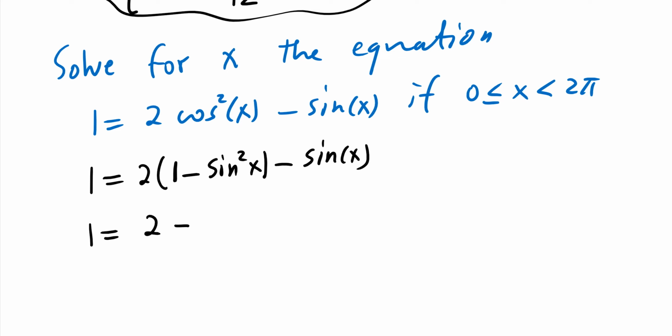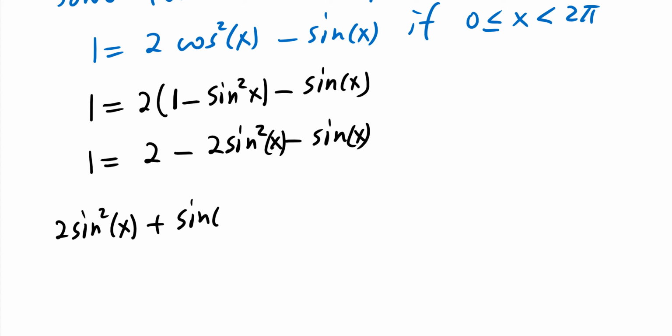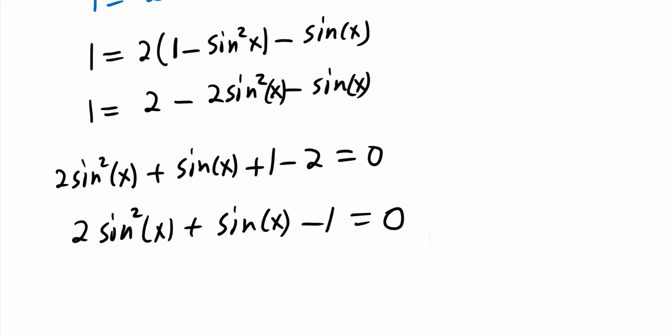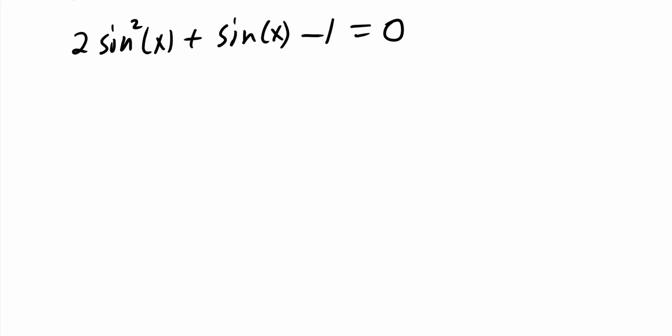Let's clean the parentheses by distributing the 2 inside. Then add 2 sine squared to both sides. Add sine x to both sides. Keep the 1, subtract the 2. So that gives me 2 sine square x plus sine x minus 1. So why did I bring everything to one side equal to 0? Because it's a quadratic.